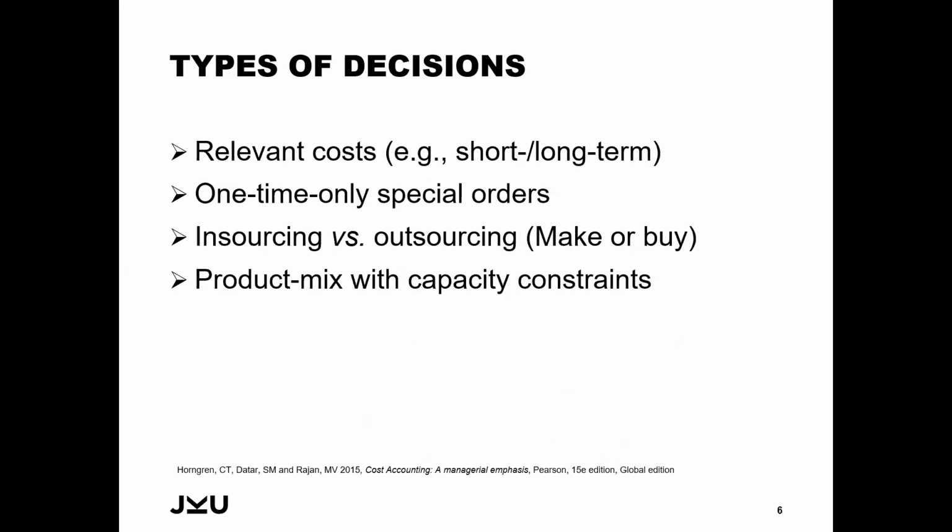Here are your learning objectives. When we talk about the different decisions regarding constraints, then on the one hand, we need to consider what are the relevant costs, to not get overwhelmed with all sorts of different numbers or costs or positions in an income statement that are actually not relevant in order to make a good decision. Then the one-time only special orders, we'll have a look at that. Insourcing, outsourcing, that's in a sense like a make or buy decision.